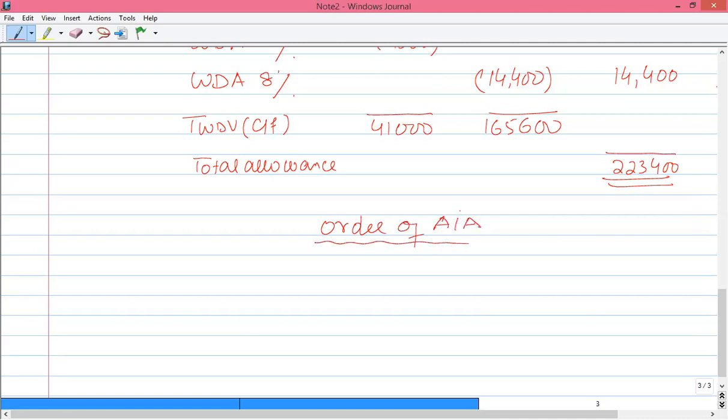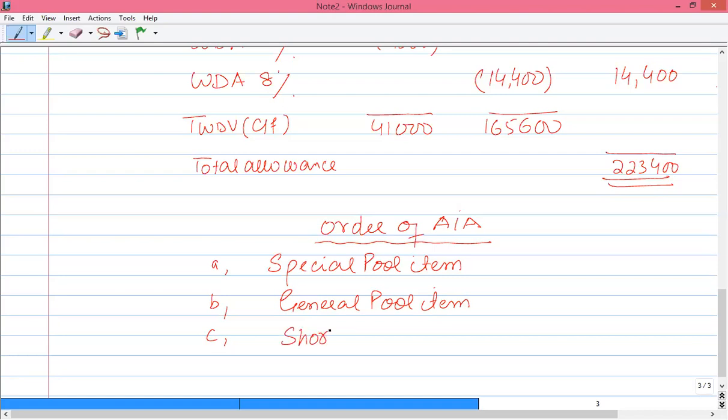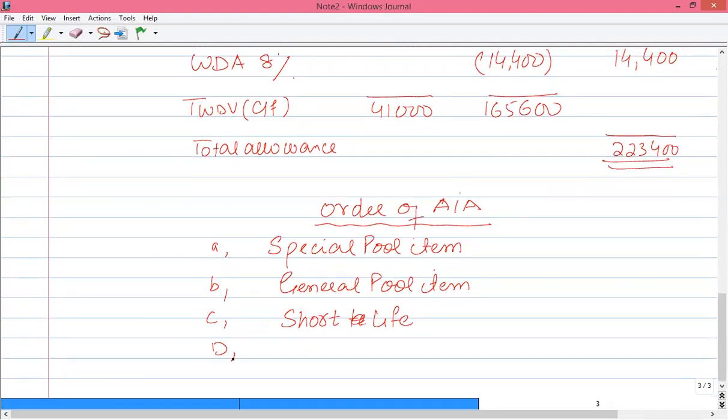It is always beneficial to use AIA for the special pool item first. We are talking about the beneficial way. Then you can use your AIA against the general pool item, and then you can use your AIA against the short life election, which we are about to discuss, and then the private use asset.